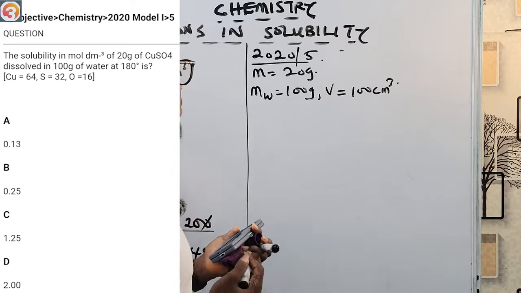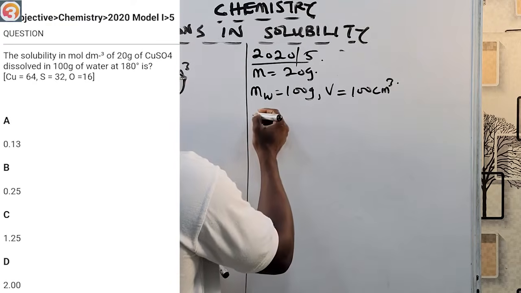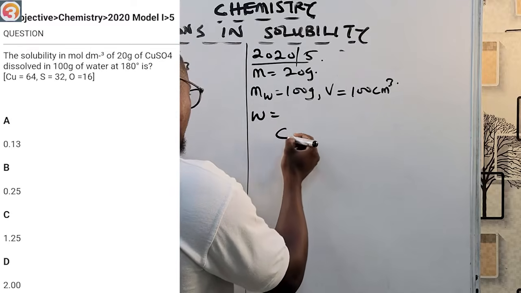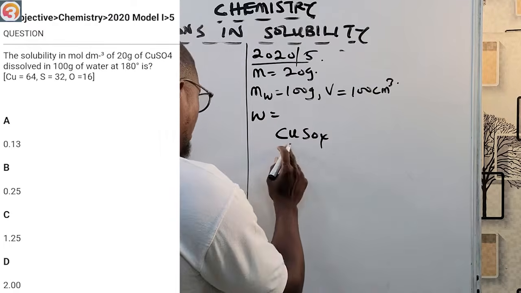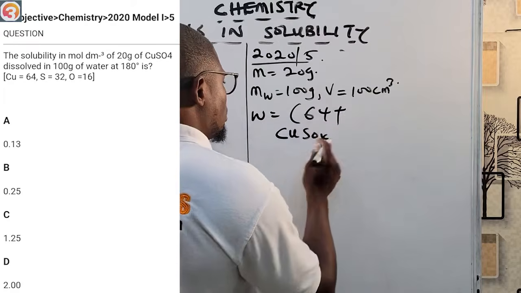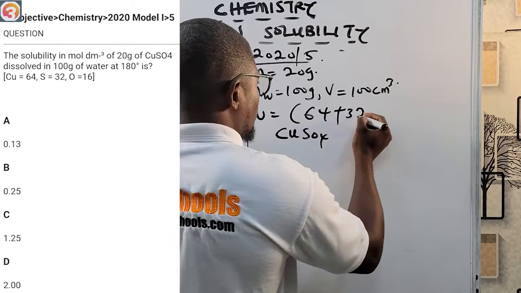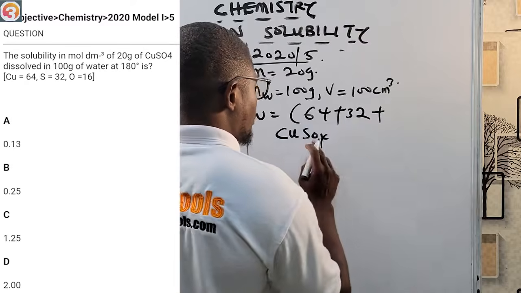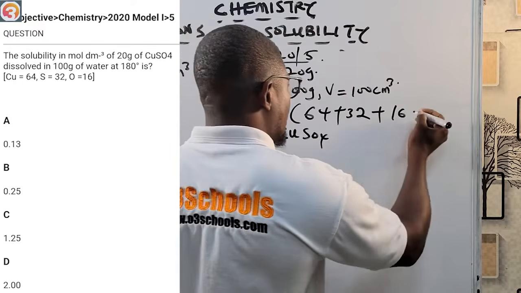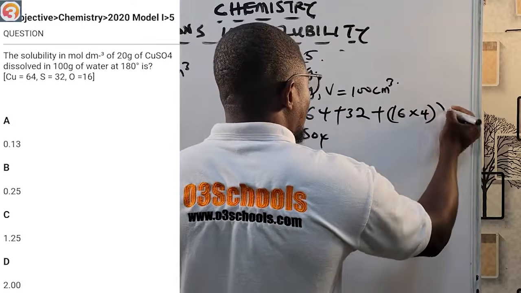All right, we do not know the molar mass. That is W. We do not know W. So the compound given is CuSO4. Copper is 64. You can see it's given in the question. So we can calculate that 64 plus sulfur is 32, plus oxygen is 16, so 16 times 4, 4 atoms of oxygen here.